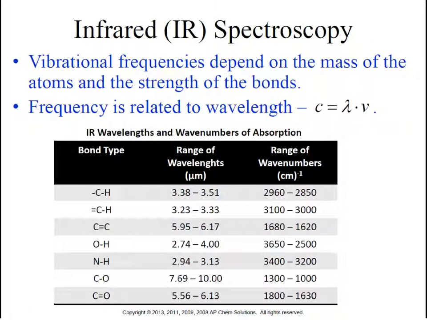So here's a table that shows us some examples. If we had a peak for wavelengths between 3.38 and 3.51, it's probably a C to H bond. If we have one in this range, it's probably a double bonded C with an H. If it was an amine, so a nitrogen to hydrogen, it would be within this range. We could do the same thing with the wave numbers, so this would be the centimeters inverse, and this one would be the micrometers. A wave number is just the inverse of the wavelength in centimeters.